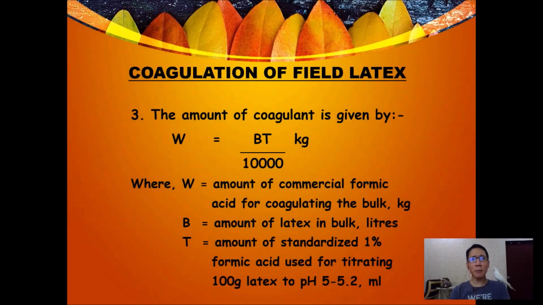Okay. The amount of coagulant is given by the amount of commercial formic acid equal to the mass of latex, which is the bulk latex in your tank, times the amount of standardized 1% formic acid that you previously used in the titration process to reach pH 5.2, divided by 10,000, and you will have the total amount of formic acid required for coagulation of the latex.